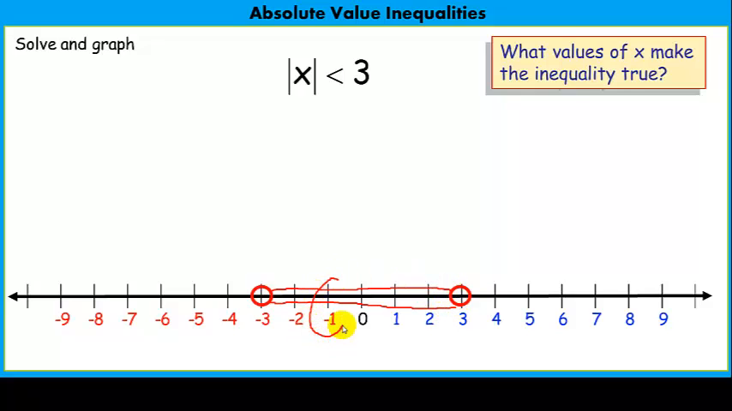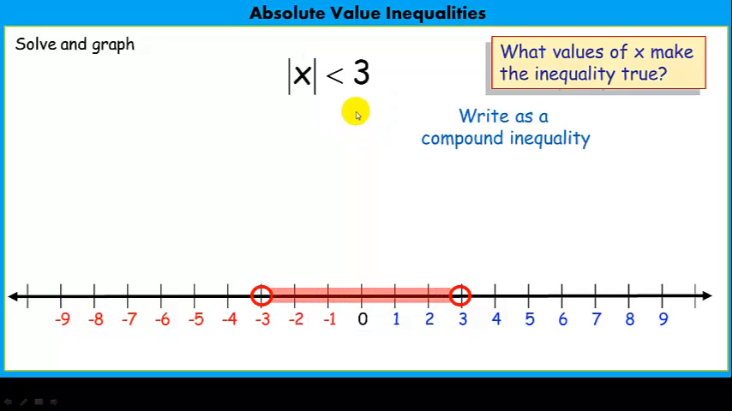Any one of these numbers, if I plugged it in here, like let's just take negative 1 for example, the absolute value of negative 1 is 1, which is definitely less than 3, so that satisfies the inequality. So what we're going to do though is write this as a compound inequality. I want to make sure that whatever I'm looking for has to be some number that is less than 3, but it also has to be greater than negative 3.